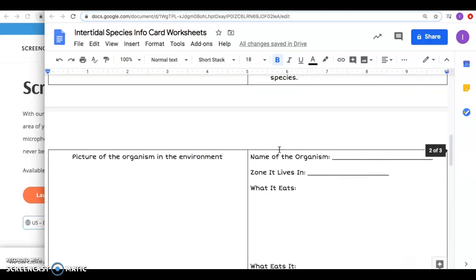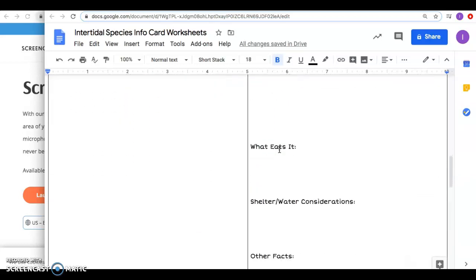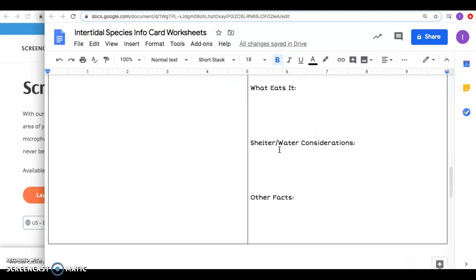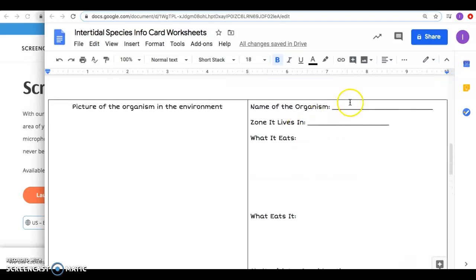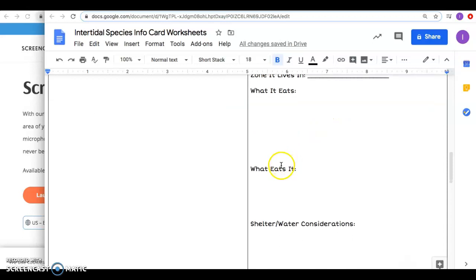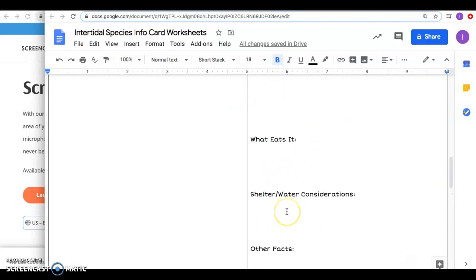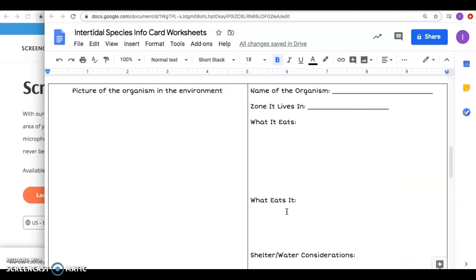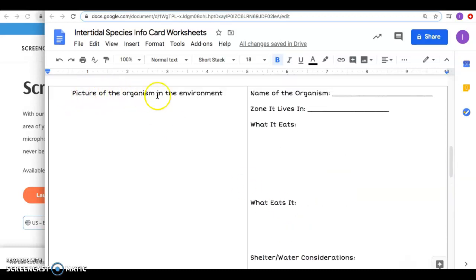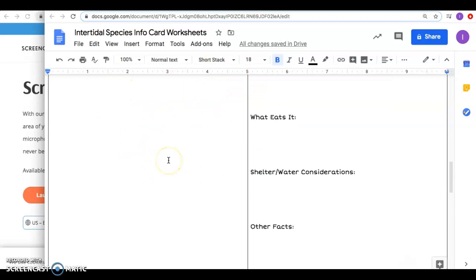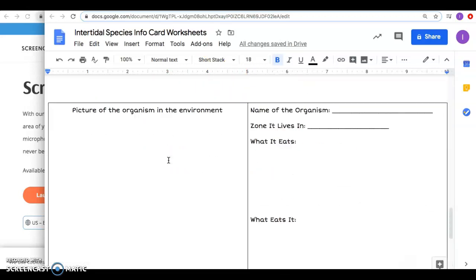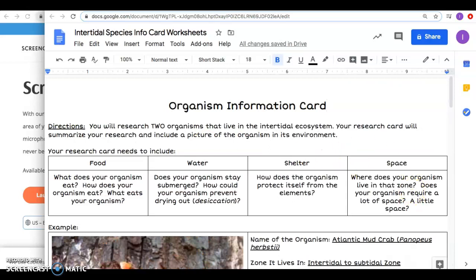Okay, so I left these blank cards for you. Okay, you want to tell me, again, name, where does it live, what does it eat, what eats it, shelter, water considerations, and then other facts, okay? Just some other stuff that you learned. Then I want you to copy and paste a picture that you find of that species, all right? So you're going to fill those out, and that's it, okay?